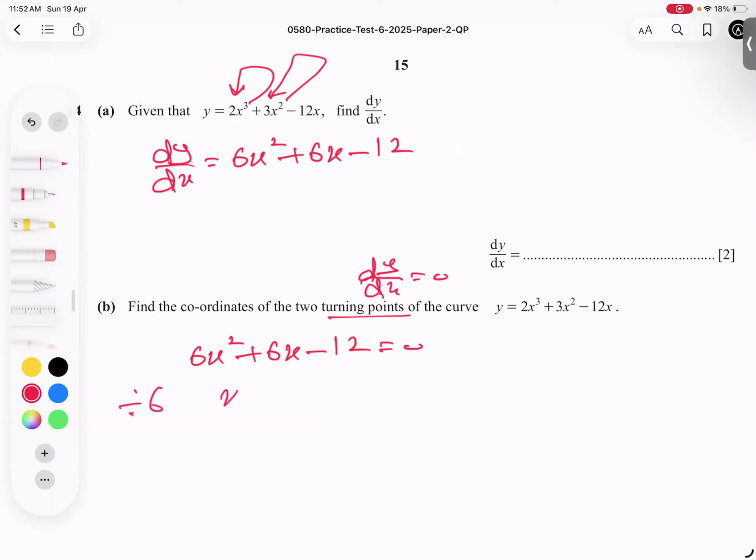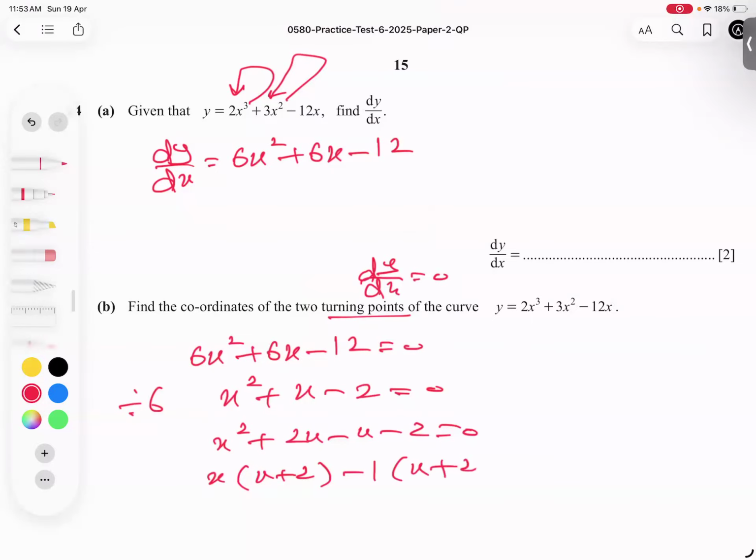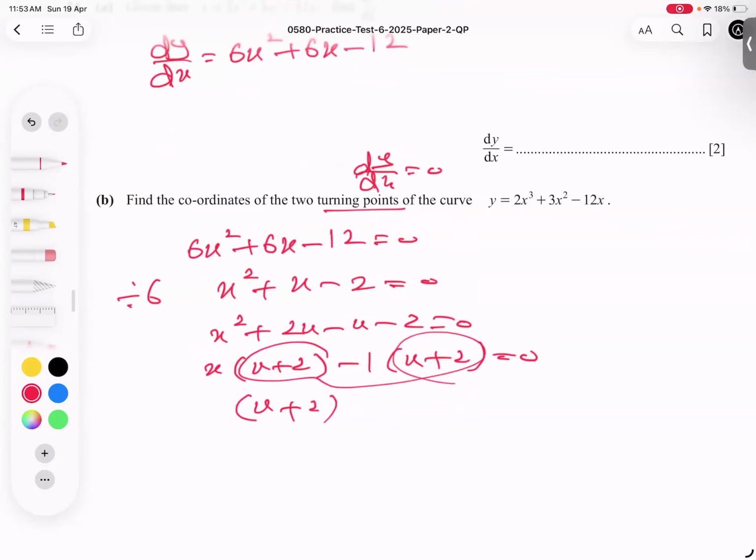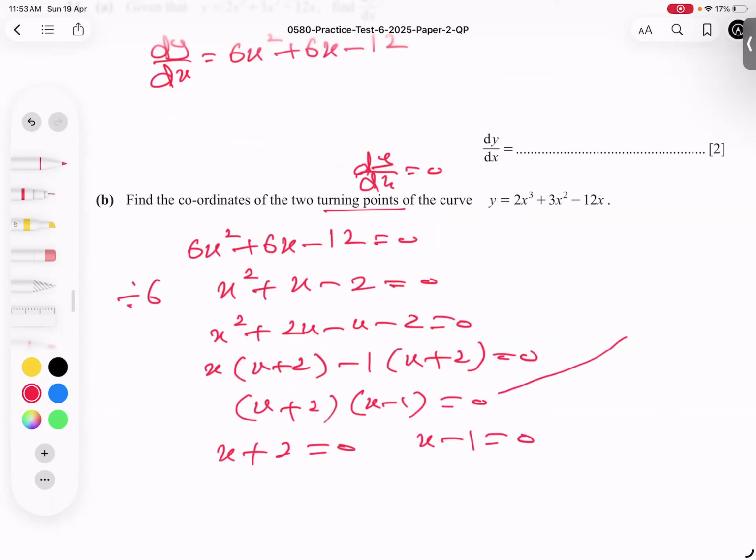Divide by 6. I got 6 and 6 twos are 12. Now factorization: 2 ones are 2, 2x and minus 1x. So here x common, I got x plus 2; here minus 1 common, x plus 2. We must be good at factorization because the brackets match. I will take the common bracket out, I get (x minus 1)(x plus 2) equals 0. This is only possible if one of them is 0. So the x values are negative 2 and positive 1.